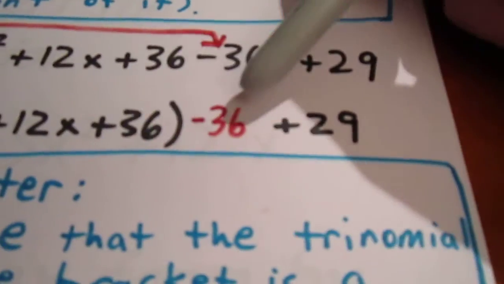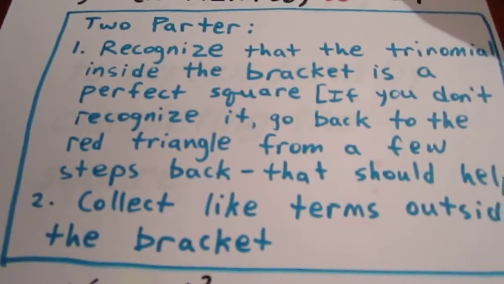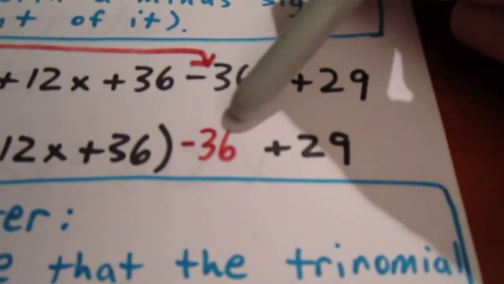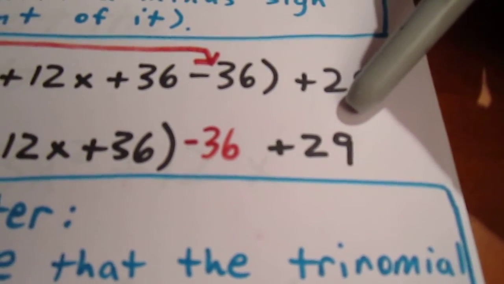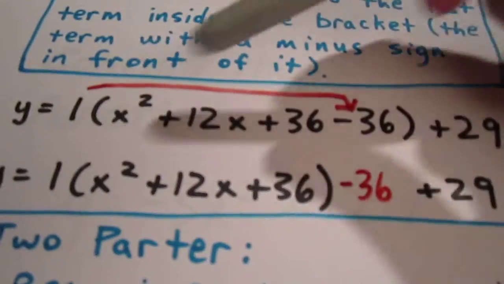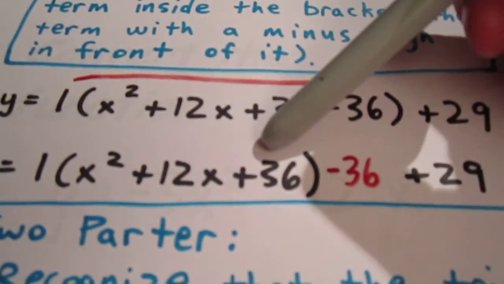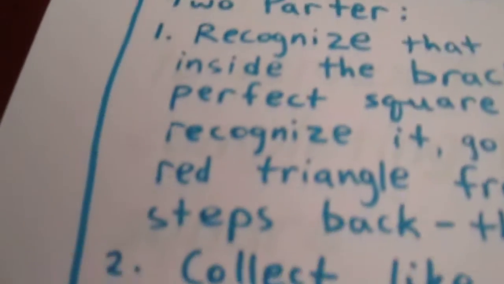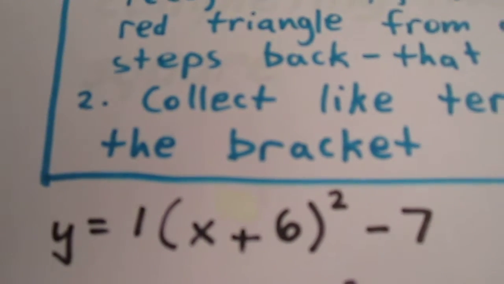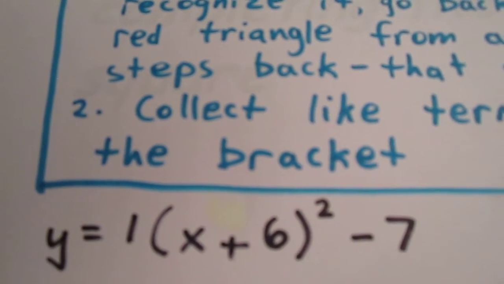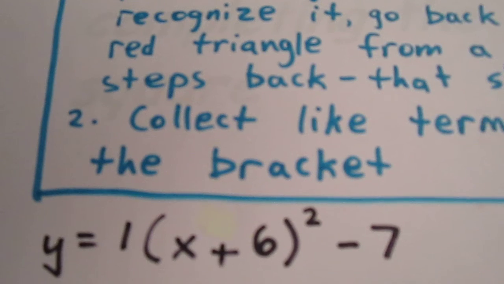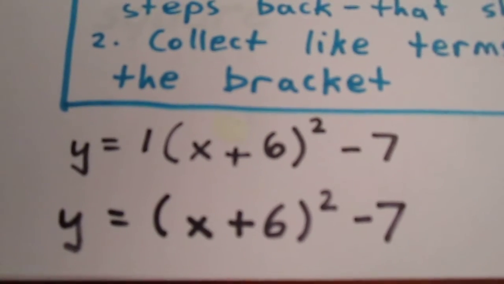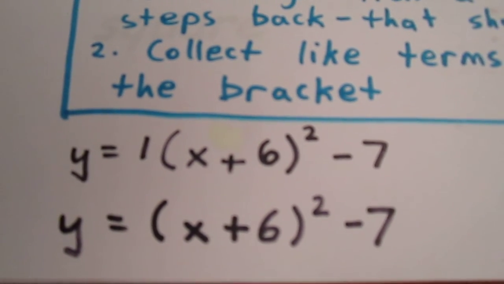We also want to collect like terms, like step 2 says, outside the bracket. So this is minus 36 plus 29, which is minus 7. So what we have is 1 times x plus 6 quantity squared minus 7. Of course, we don't typically write it in that fashion. If the coefficient in front is a 1, we typically just say y equals x plus 6 quantity squared minus 7.